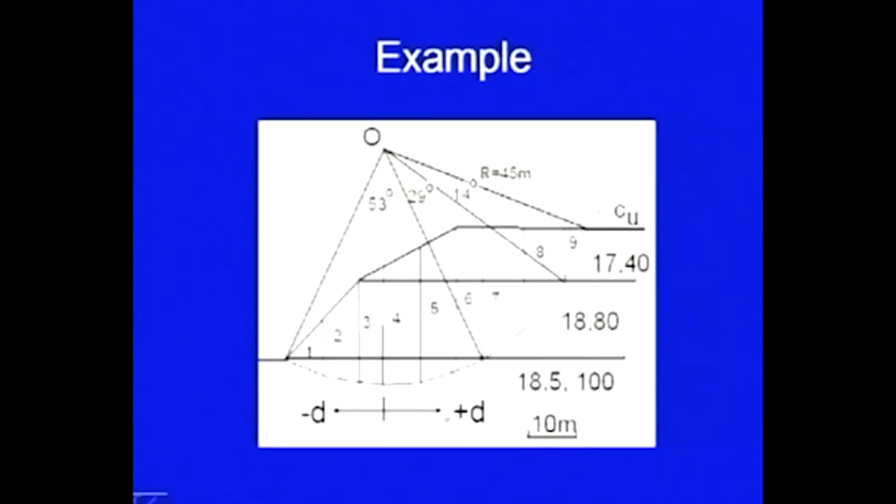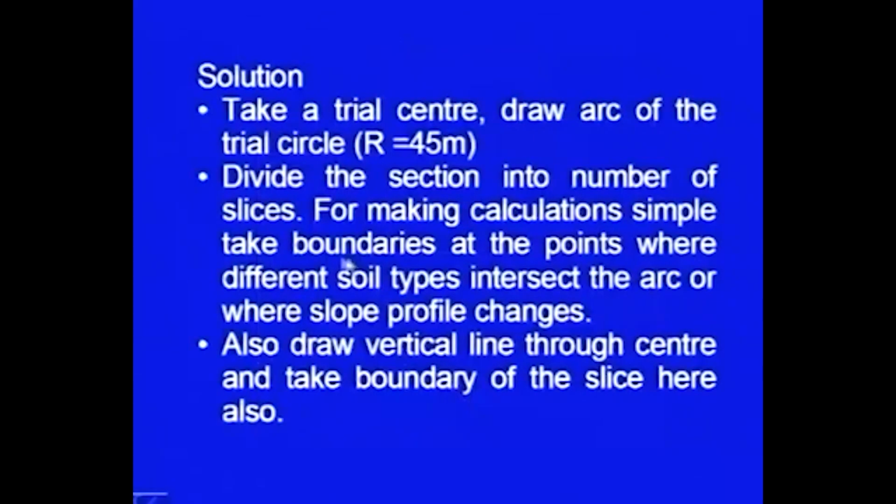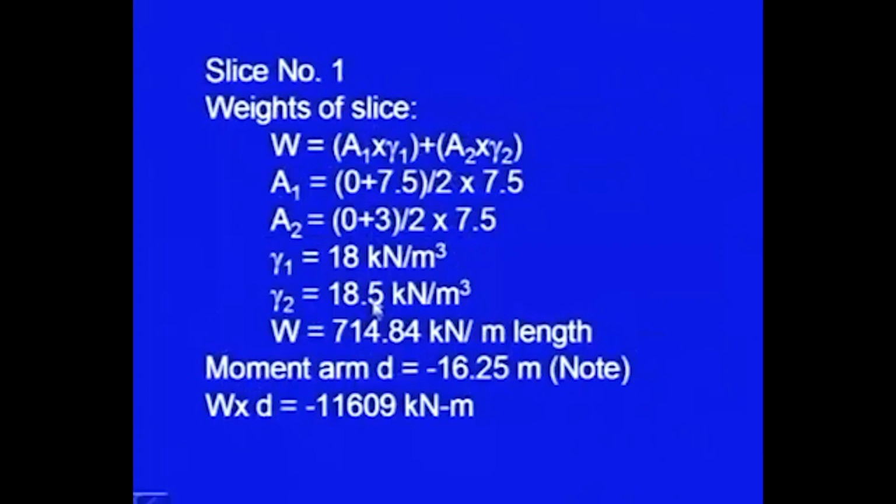I am taking it positive here and here I am taking it negative, because if you look at the weight, this is the center about which we are taking moment, and the weight of slice number 2 is not trying to destabilize this mass, but it is trying to make it stable. So, its sign of d will be opposite to that of this sign. Also draw a vertical line through the center and take the boundary of the slice. Here also, that I have already discussed.